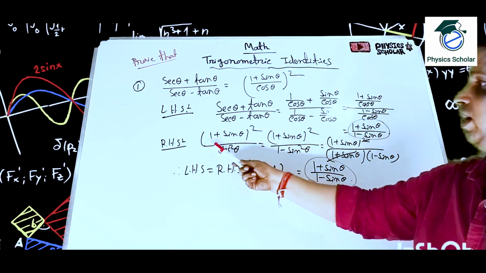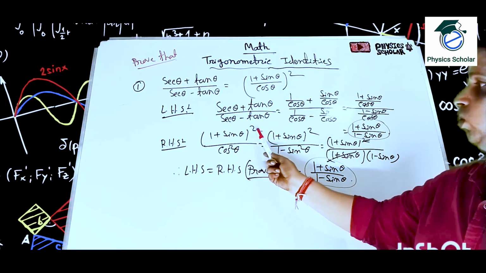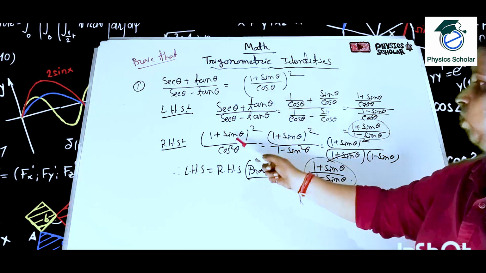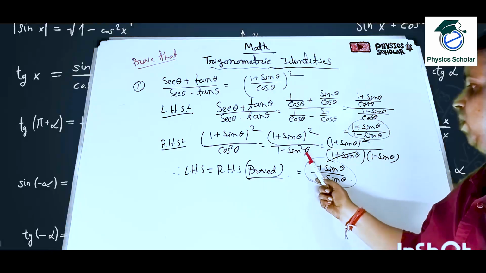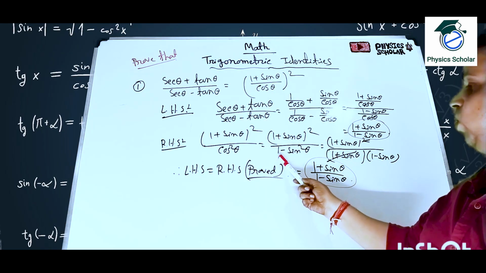Clear? Now the right hand side: 1 plus sin theta whole square by cos theta whole square, which means cos square theta. So cos square theta means 1 minus sin square theta. So 1 square means 1.